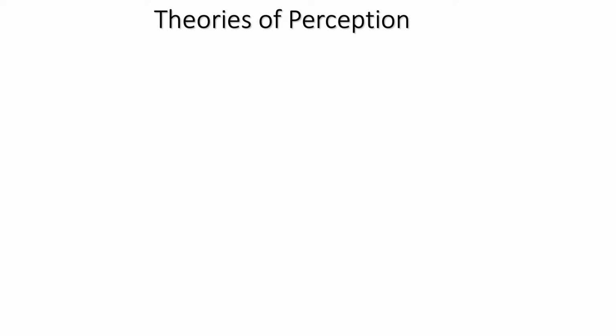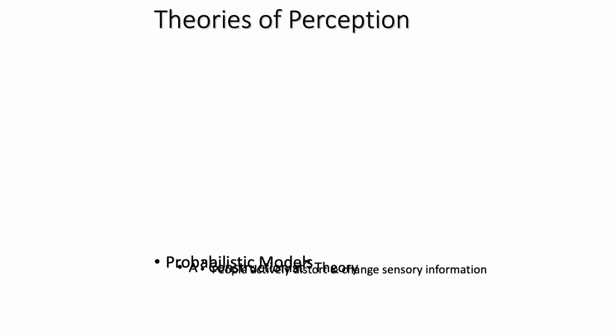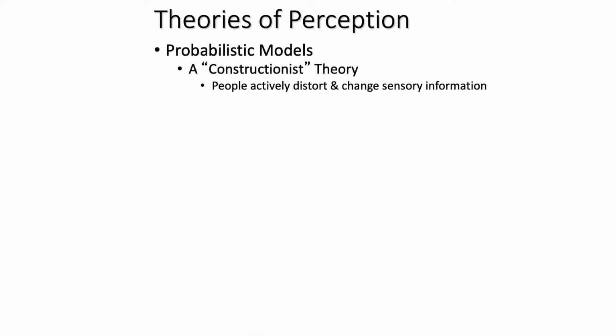Psychologists who study perception have come at it from many different directions. One way is by using something called a probabilistic model. According to probabilistic models of perception, we don't passively receive information from the world. What we do is actively sort through, distort, recombine, change information, and basically we create and build a perception from the raw material that the world provides for us.